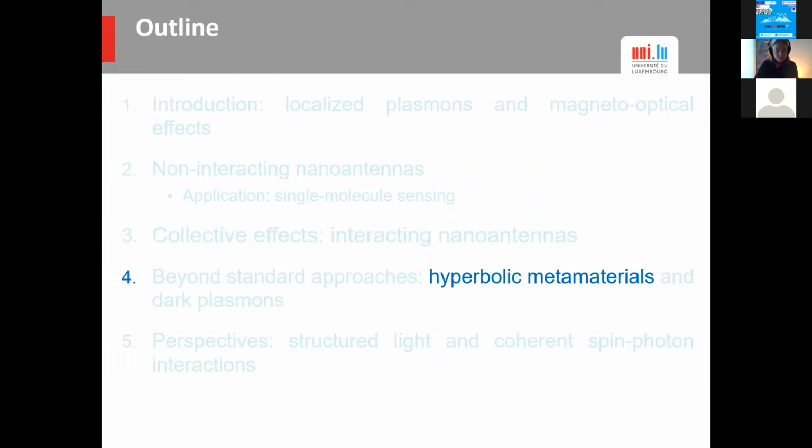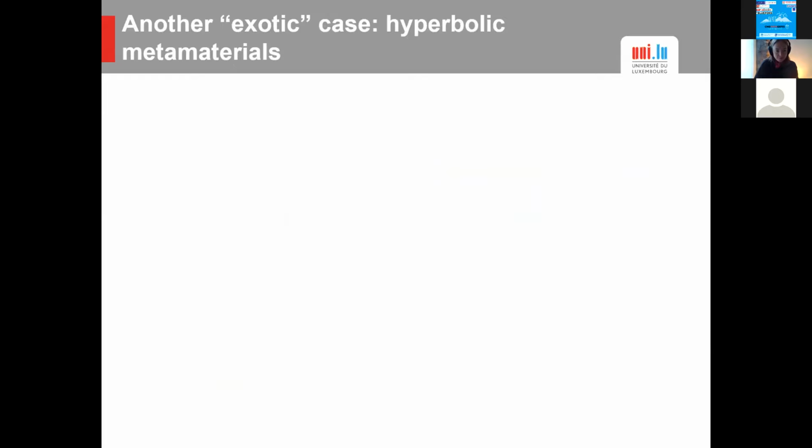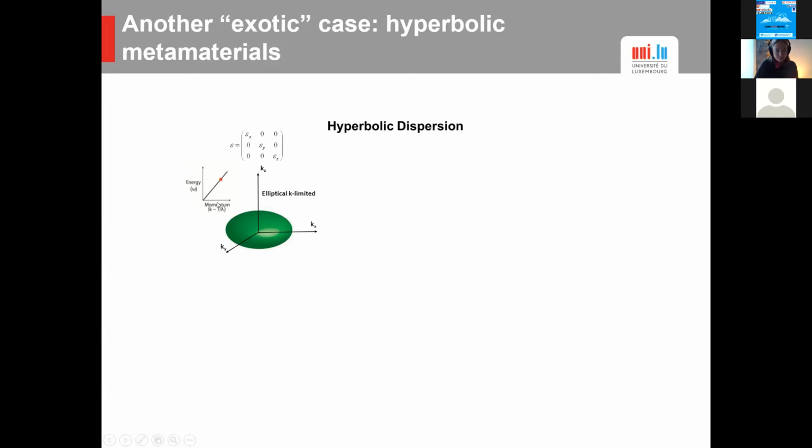And another nice, interesting topic that we are now working on, in this case in particular in collaboration with the group of Francesco Pineider in Pisa, is the hyperbolic metamaterials. So hyperbolic metamaterials, the concept is very simple. I don't want to go into details, but if you consider a normal material like metal or dielectric, you usually have an elliptical dispersion if you consider the relation energy momentum, okay?